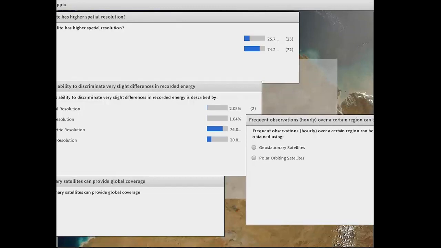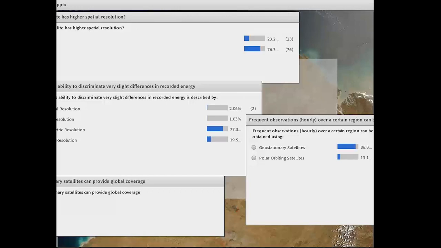The next question is, frequent observations over certain regions can be obtained using which satellite? The correct answer for this is the geostationary, because we are talking about hourly observation, and to do that, the satellite has to be geostationary. A polar orbiting satellite cannot do that kind of thing. So the correct answer is the geostationary satellite.